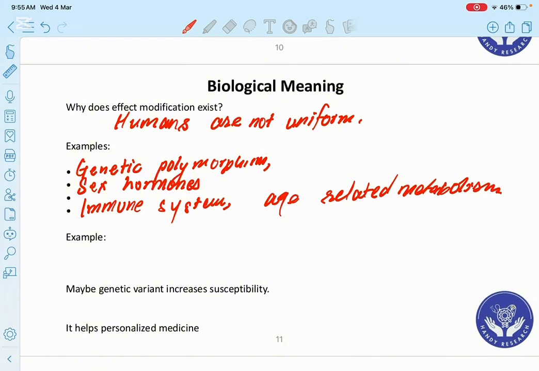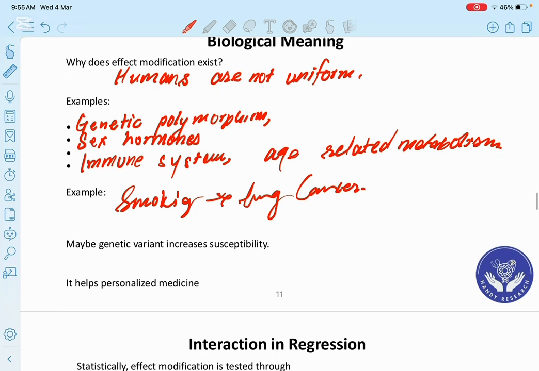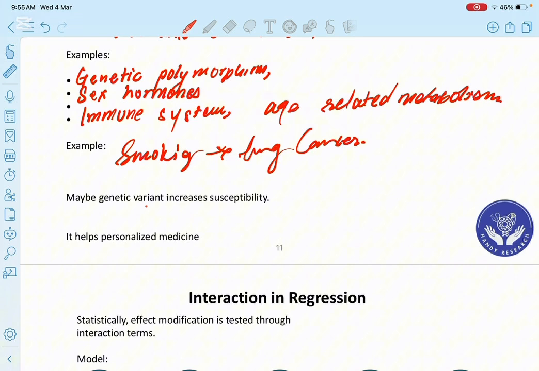And again, the example that smoking causes lung cancer is famous. We have already taken this example a thousand times, I guess. Maybe a genetic variant increases the susceptibility.